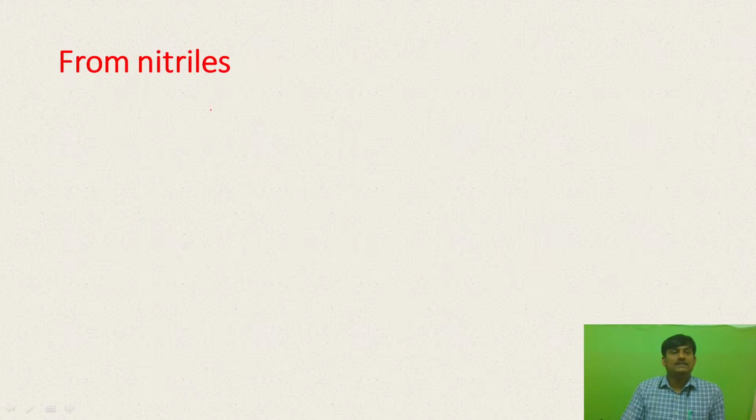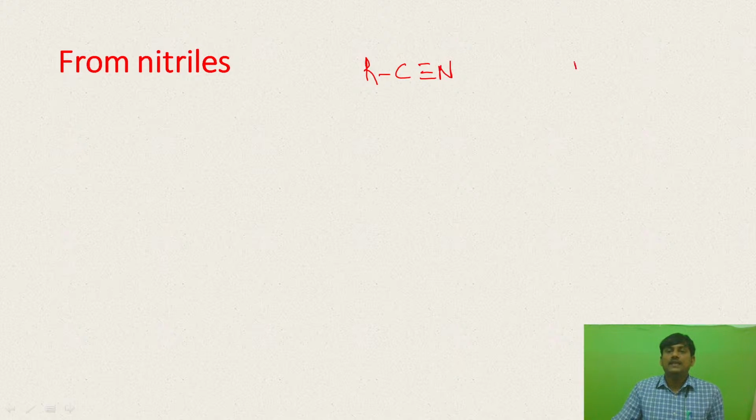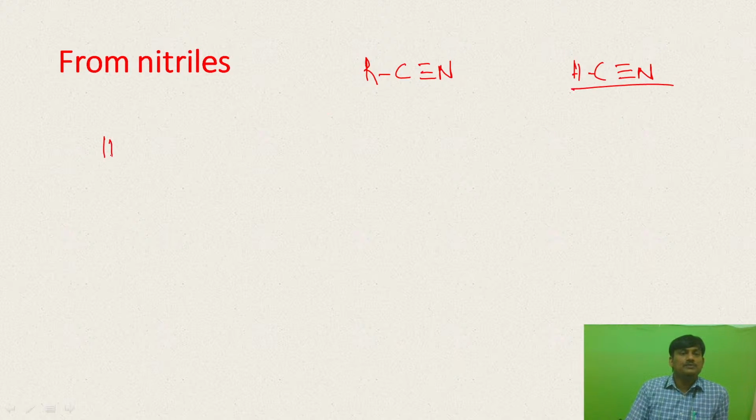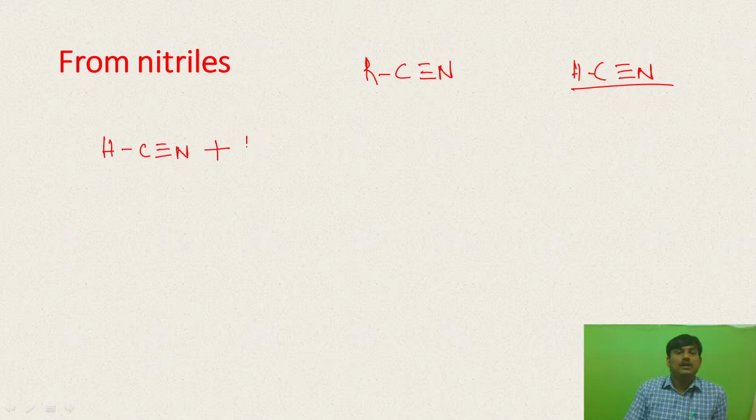And from nitriles, we know the general formula of nitriles is C triple bond N, and hydrogen cyanide, this one is an inorganic molecule. From nitriles we can prepare aldehydes and ketones. If you take hydrogen cyanide, when you treat with alkyl magnesium halide, that is Grignard reagent, this one is Grignard reagent.